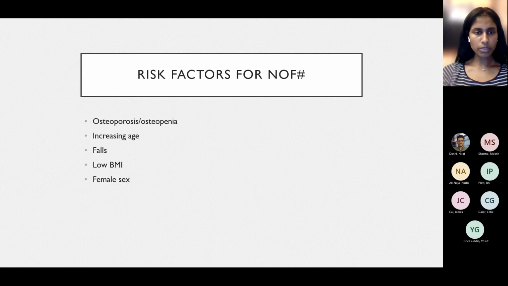Okay, we'll go on to the ones that I've got here. As we discussed, osteoporosis, osteopenia as well. Just briefly, what's the difference between osteoporosis and osteopenia? If you want to put that into the chat. We've discussed increasing age, falls, a low BMI as well makes you a lot more fracture prone, and the female sex as well. What's the difference between osteoporosis and osteopenia, guys?